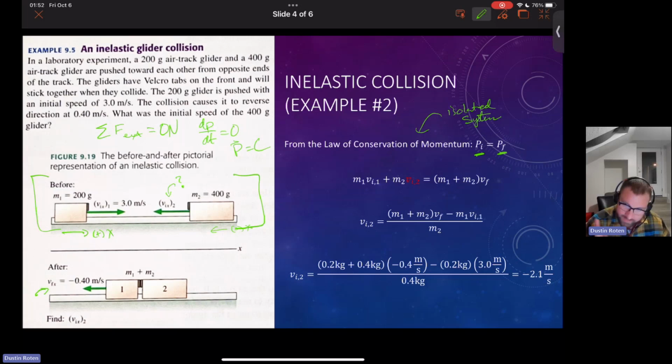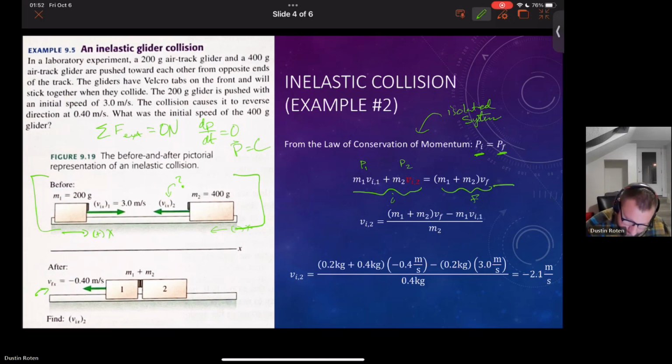All right, so we have two objects, two different momenta. We have object one, or cart one, cart two. Okay, this is our initial. This has to equal our final. So notice what happens here in the final equation. We have to add our masses together. We have mass 1 plus mass 2. They're stuck together now. They've become one object.